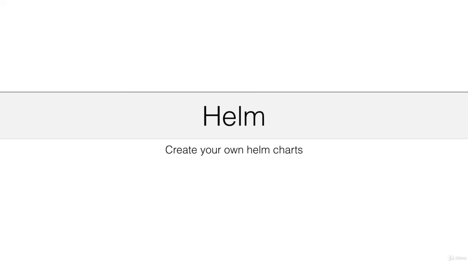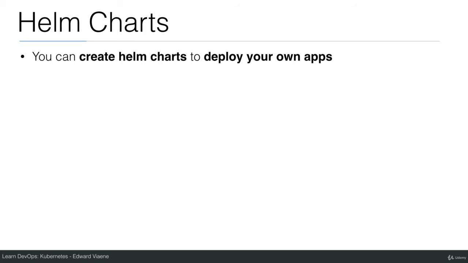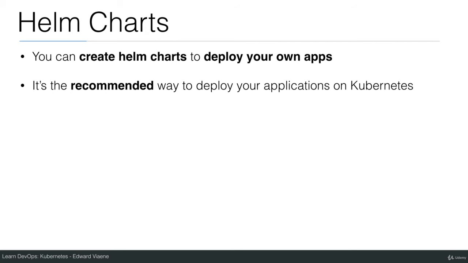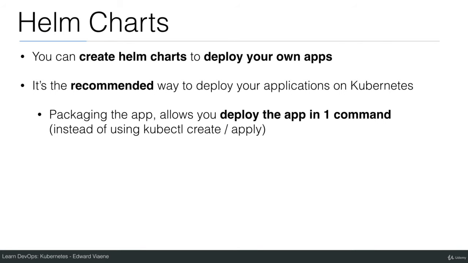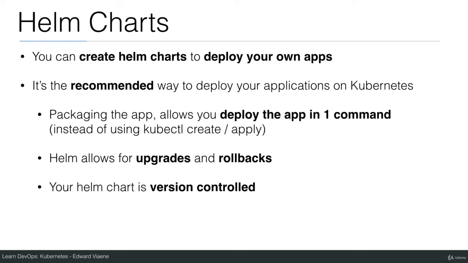In this lecture, I will show you how to create your own Helm charts. You can create Helm charts to deploy your own applications. It's a recommended way to deploy your application on Kubernetes. Packaging the app using Helm allows you to deploy the app in one command, instead of using kubectl create or apply. Helm allows for upgrades and rollbacks. Your Helm chart is also version controlled.